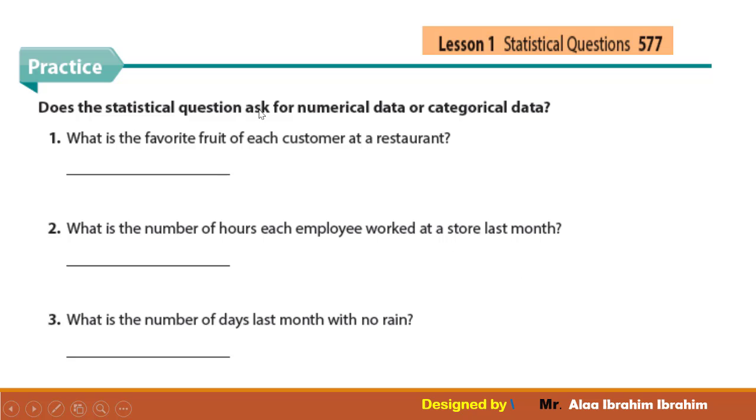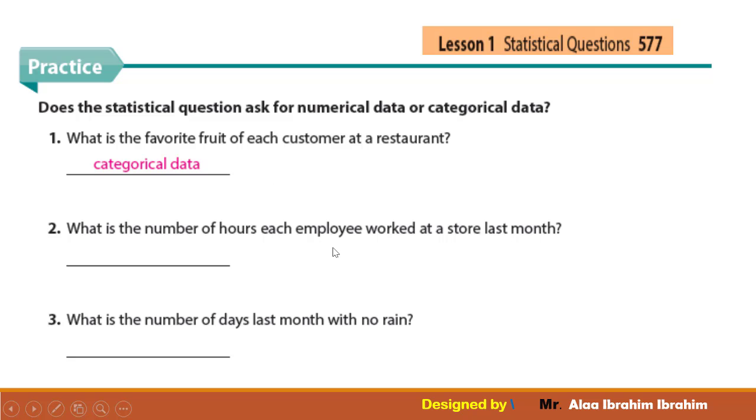Does the statistical question ask for numerical data or categorical data? Why is the favorite fruit of each customer at a restaurant? So we have to concentrate. It asks about the favorite fruit. So favorite fruit is not a number, but categorical data here.